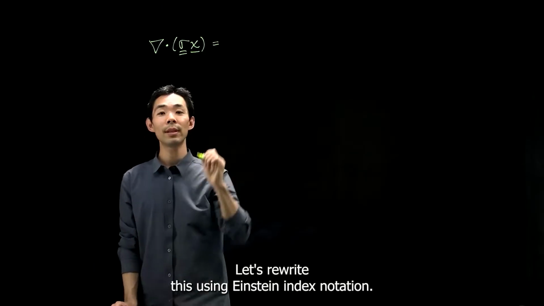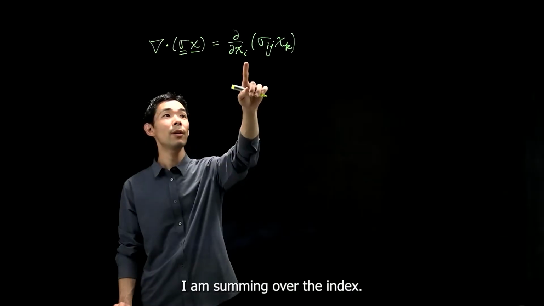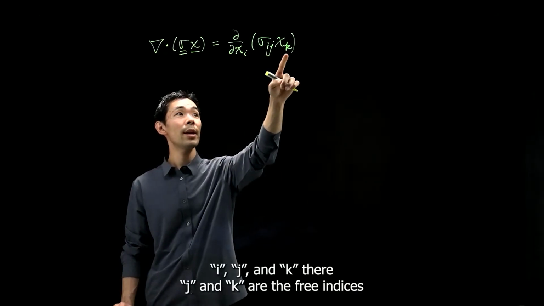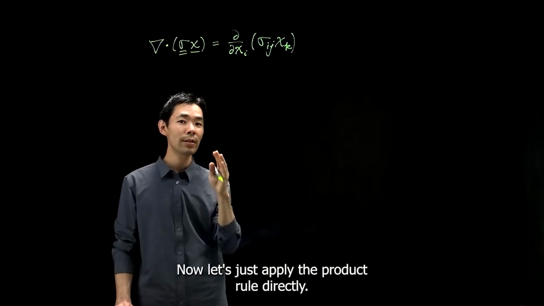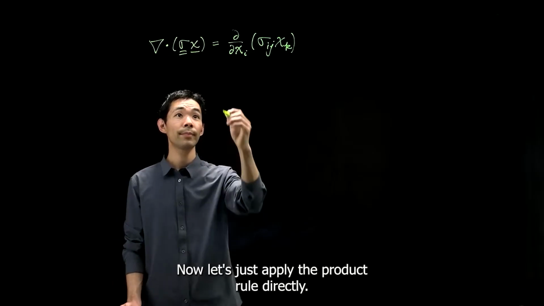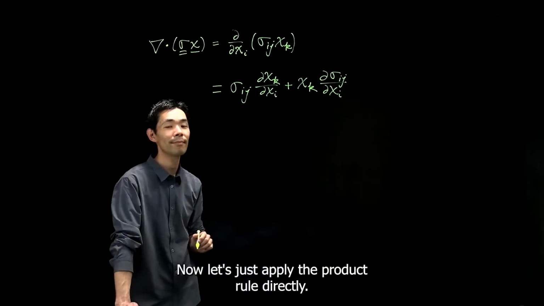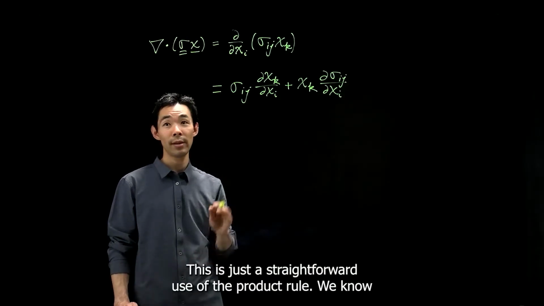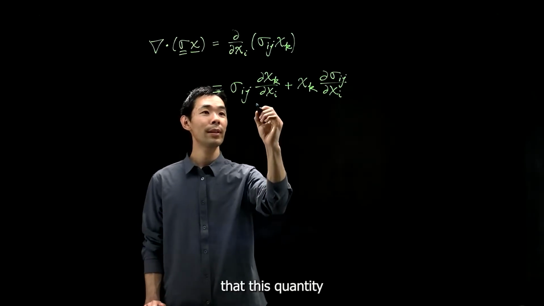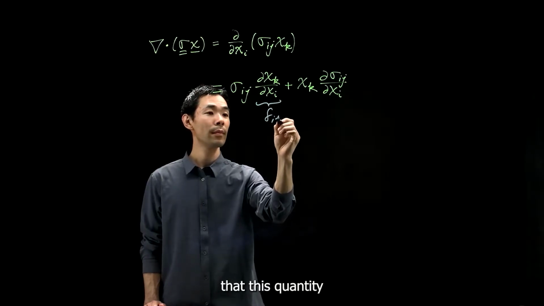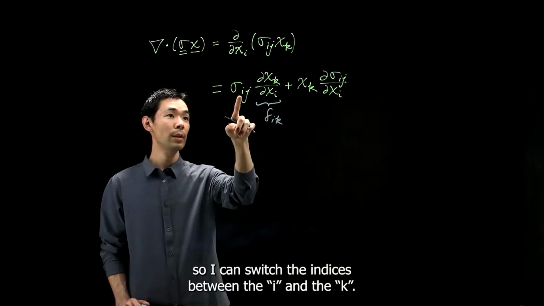Okay, so let's rewrite this using Einstein index notation. Okay, so I am summing over the index i. There, j and k are the free indices. Good, because I should have a second order tensor at the end. Now, let's just apply the product rule directly. Okay, it gives me this product. Just straightforward use of the product rule. Now, we know that this quantity is equal to delta ik. So I can just switch the indices between the i and the k.